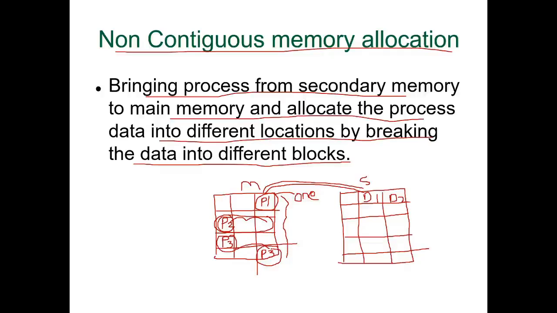So in non-contiguous allocation, the process will be broken and stored in different locations. Whereas in contiguous allocation, all data of the process is stored in one location, with no breaking of processes. So there must be space in the main memory where that process can fit at one place in contiguous memory allocation. In non-contiguous allocation, wherever the space is available in memory, the process will be broken and stored in different locations. So this is the difference between contiguous memory allocation and non-contiguous memory allocation.